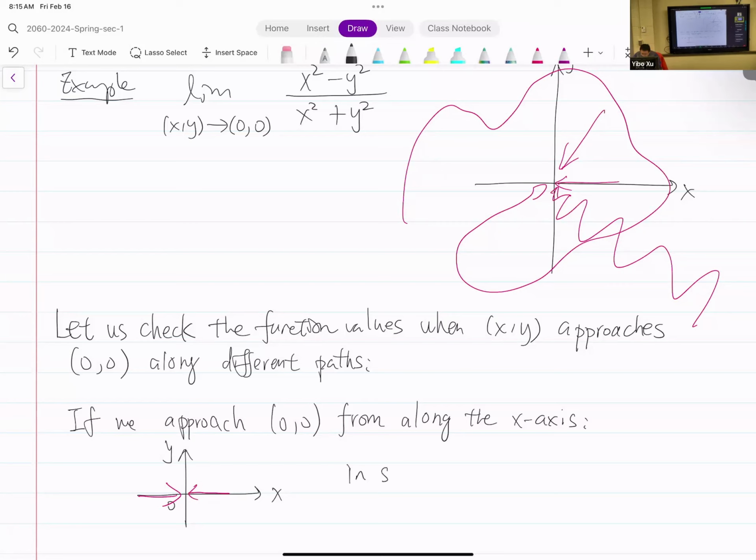So in such a case, y equals 0. Now let's denote this fractional function right here as f of x, y. Okay? So f of x, y denotes this fraction that we have.